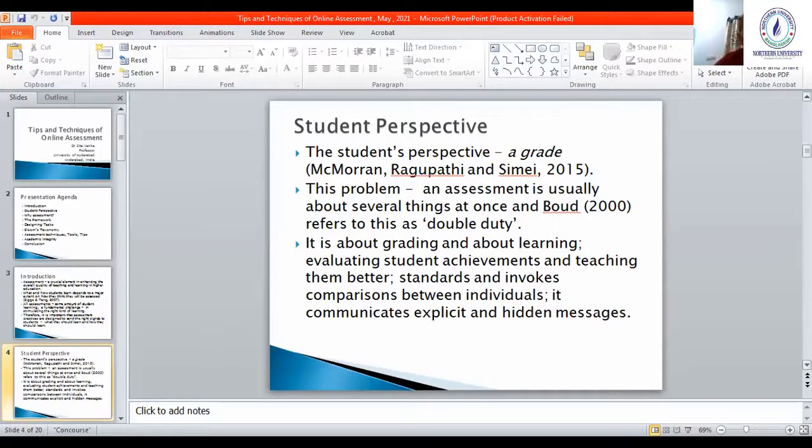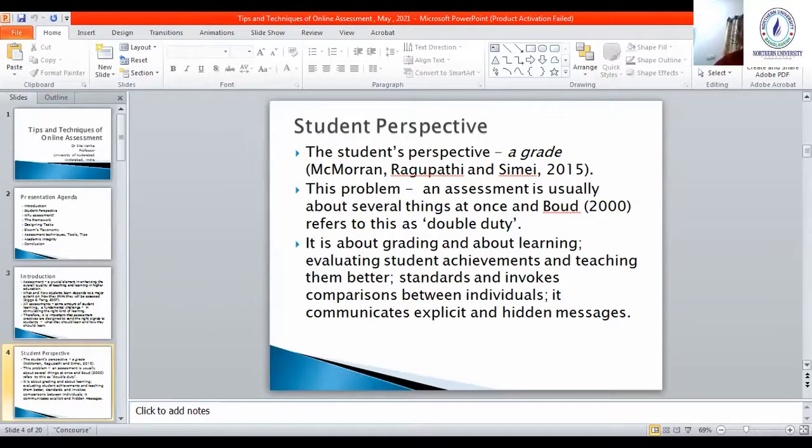How is it a double duty? It's about grading on one hand, that is sitting in judgment over what has been learned by the student, and about how do we give him or her effective learning. So this is one side of the story.